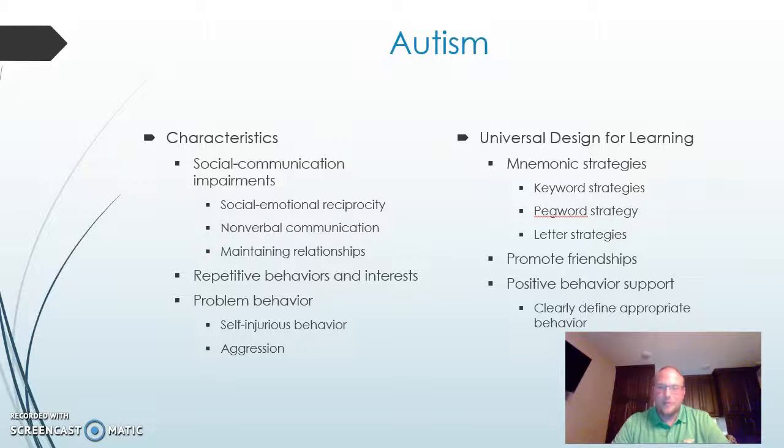Autism. Going to be a lot of social issues here. Social communication impairments, social emotional reciprocity, nonverbal communication and maintaining relationships, repetitive behavior and interests, and problem behavior. Another fun one for special education teachers, again, I'm pretty sure.